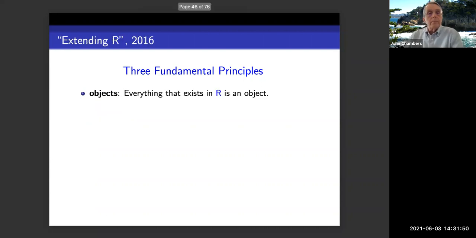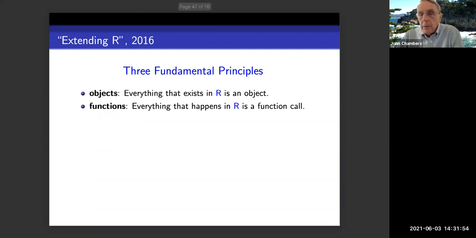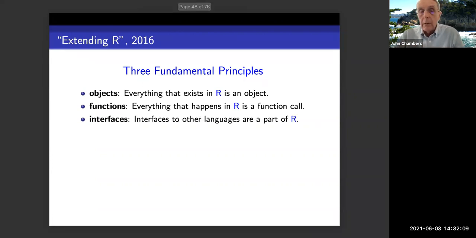The object principle is that everything that exists in R is an object. The function principle is that everything that happens is a function call. And those are important for understanding R. I won't talk about them today, but basically that whole book is involved in exploring that. And the third principle is the one that we've already come across and was then enunciated specifically, namely that interfaces to other languages are part of R, now no longer just to Fortran, to essentially any other source of good software.